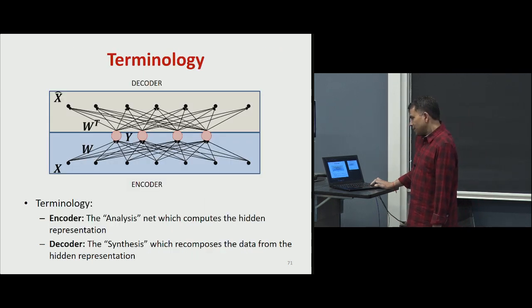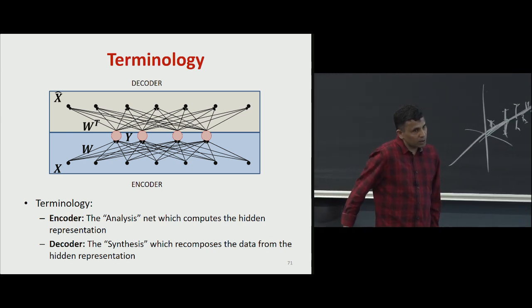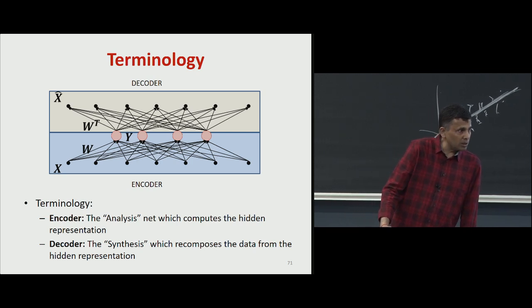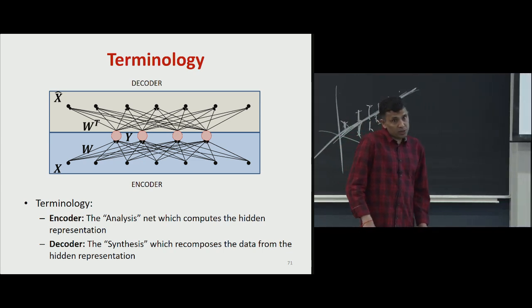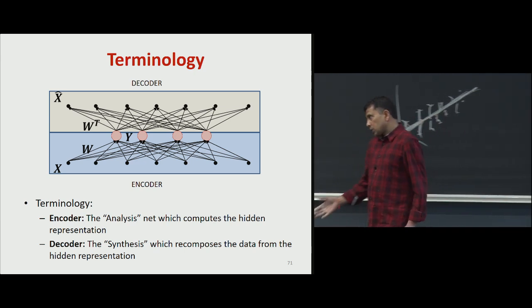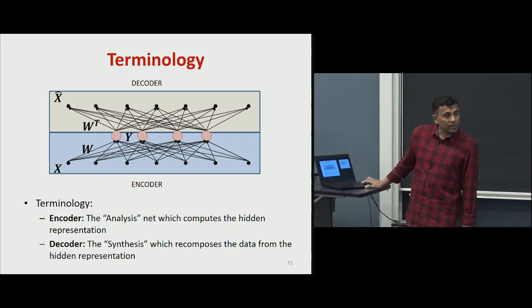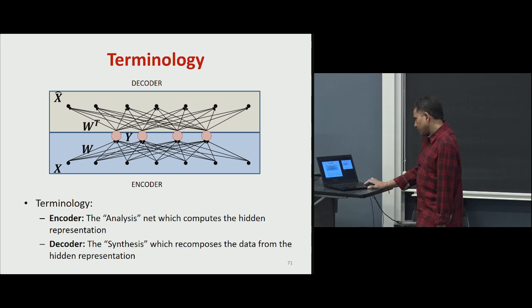In our terminology, this lower portion of the network that computes the reduced dimensional representation of the input we'll call an encoder. The portion that reconstructs the input from these reduced dimensional representations is going to be called a decoder. So the encoder analyzes the input, the synthesizer generates the output, and the output must be the same as the input.